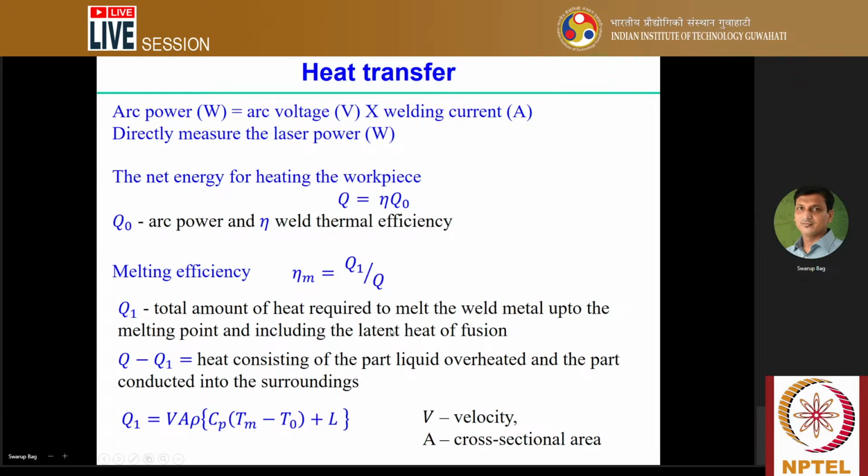But if you see Q minus Q1, that is the amount of heat consisting of the liquid overheat, because in this case we are considering only up to the melting point. We are not considering the overheating or superheating of the liquid metal. So that part, along with the heat loss to the surroundings, accounts for Q minus Q1. So this is the overall energy balance when you look into a laser or arc welding process.